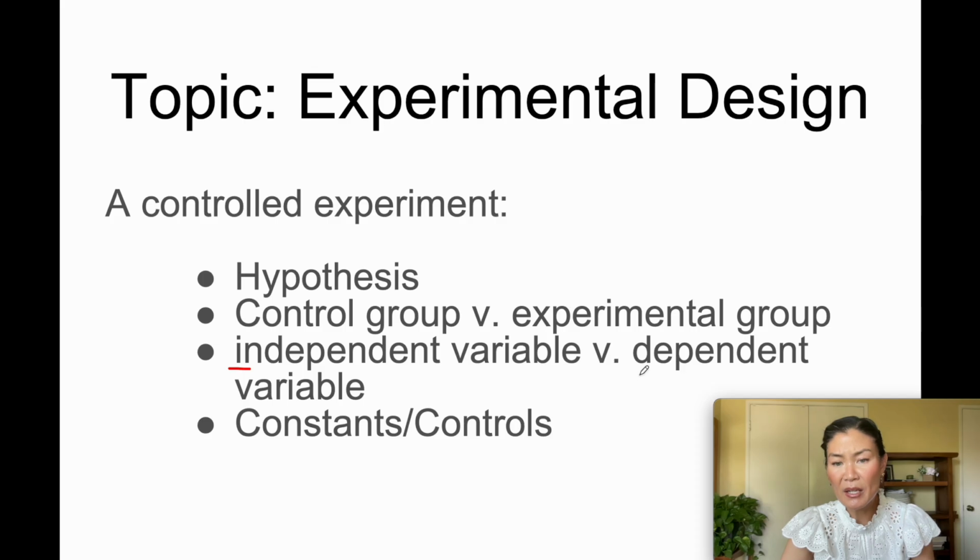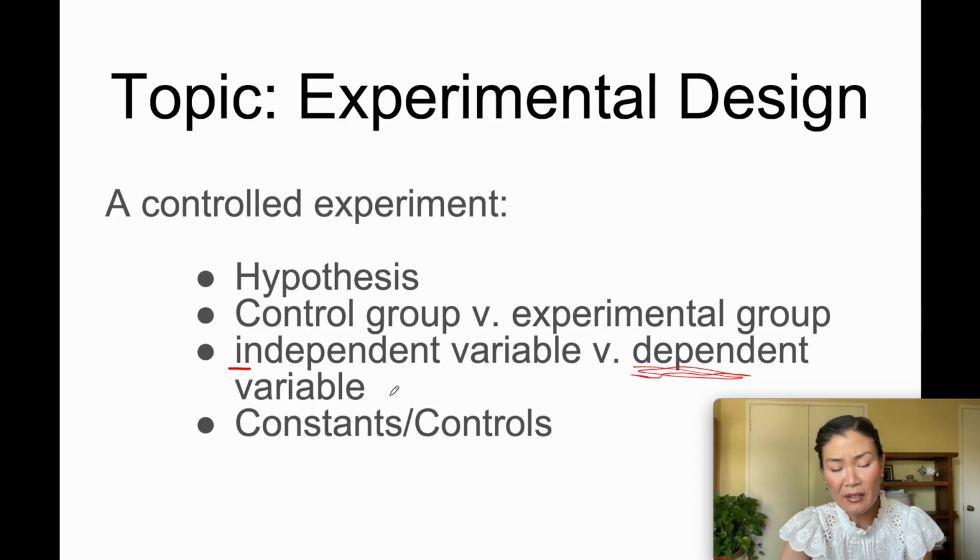And then for the dependent variable, it is what it sounds like. It depends on the independent variable. This is the results of the experiment. This is what you're measuring in the experiment, okay? So you need to have those two variables in a controlled experiment.